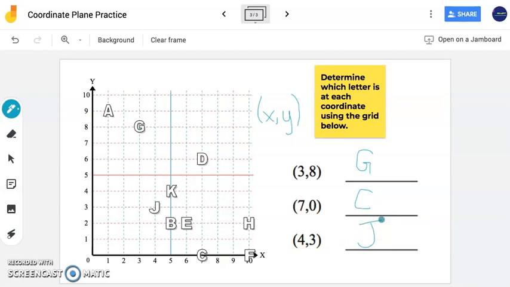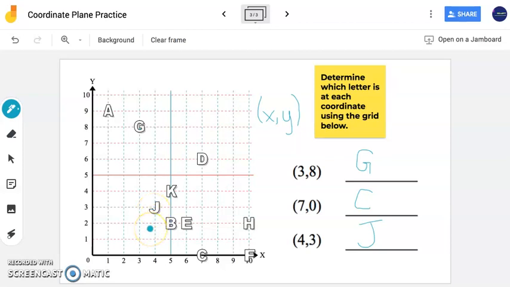representing that this point (4, 3) can be represented with the letter J. I can confirm that is correct because if I look down at my x-axis, I see the number 4, and if I look to the left at my y-axis, I see the number 3. This is giving me the correct coordinate of (4, 3) to represent point J.